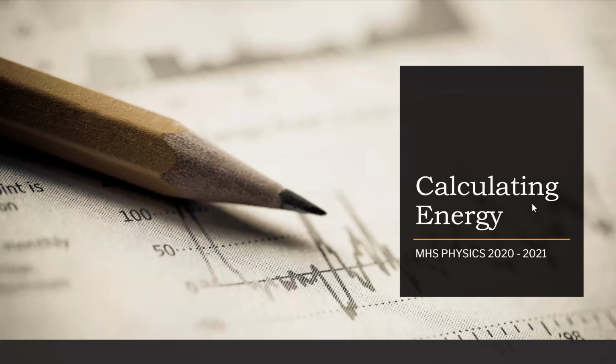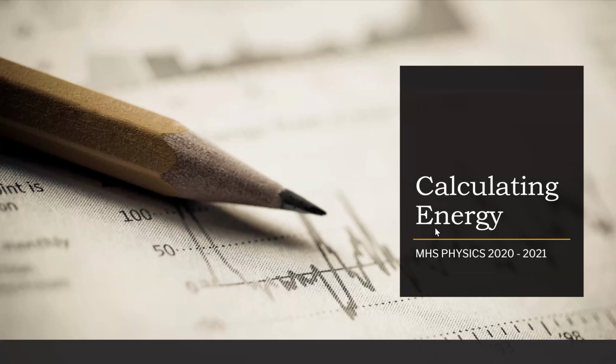All right, so we're going to be talking about how to calculate energy. We talked about the two different types: kinetic energy and potential energy. We're going to start today talking about potential energy. I'm going to skip around just a little bit so we hit the high points, and then we'll come back and talk about some other stuff.